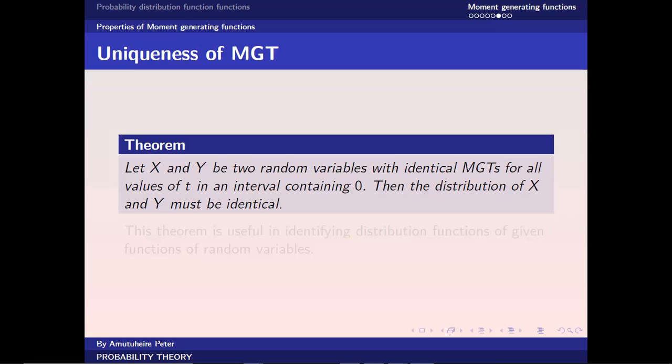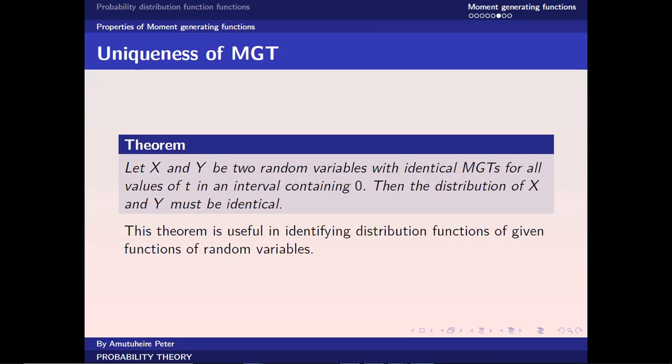If the moment generating functions are the same, then it means that even the variables are the same. In other words, a random variable X has a unique moment generating function. You can't find two different generating functions for the same random variable X. So this theorem is useful in identifying distributions of a given random variable.